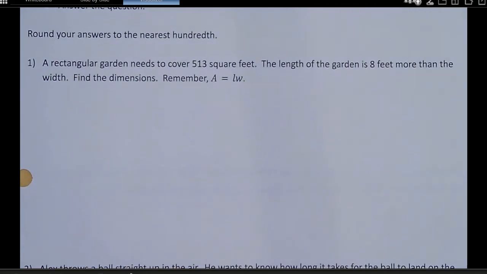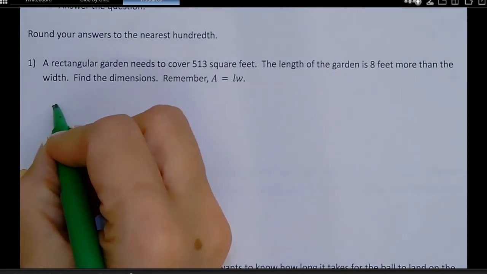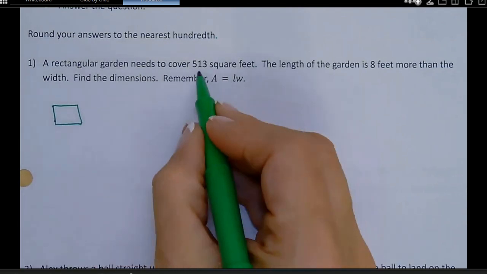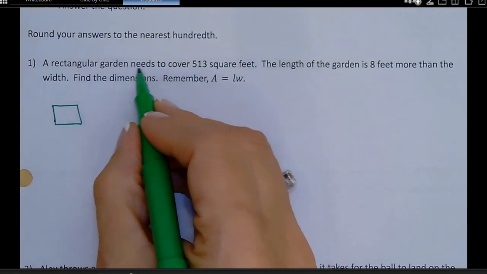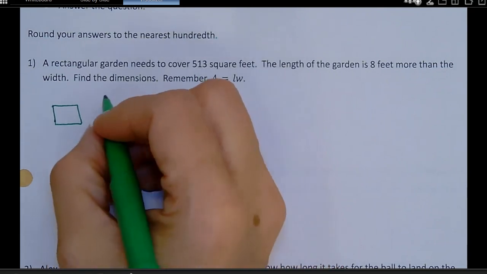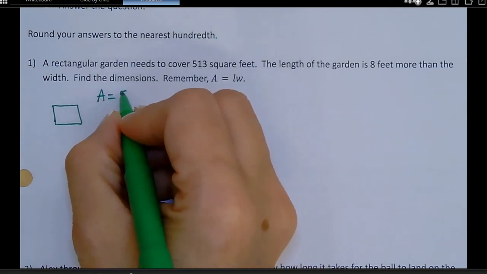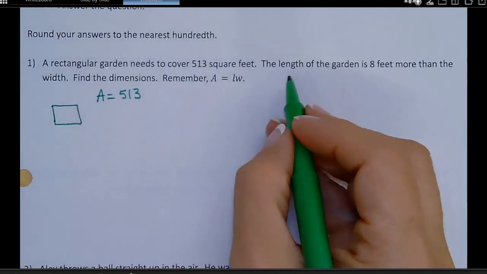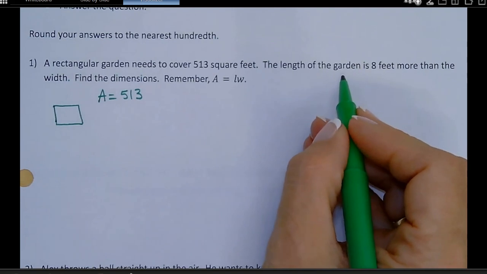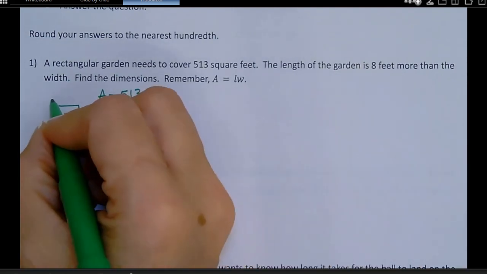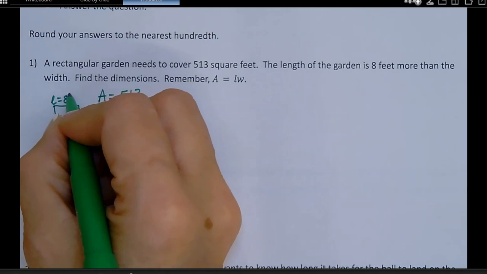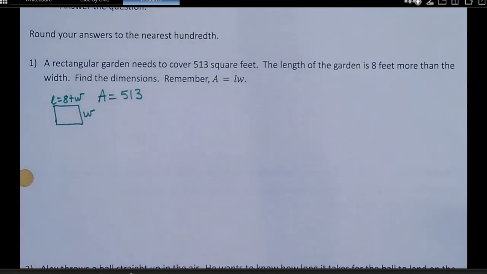All right, so number one, I have a rectangular garden. Here's my garden. I'm told a rectangular garden needs to cover 513 square feet. So I know that's the area. The length of the garden is 8 more than the width. So if this is the width, then the length equals 8 more than the width.